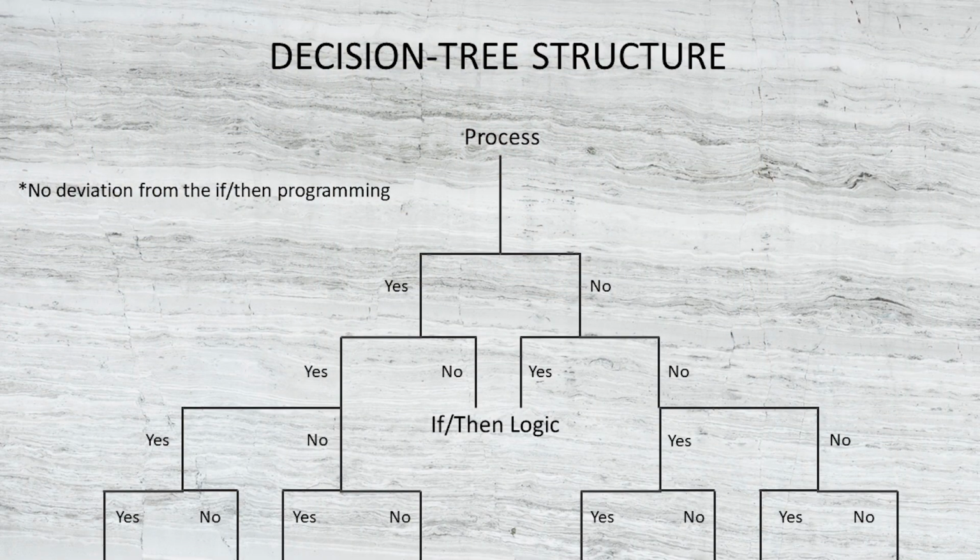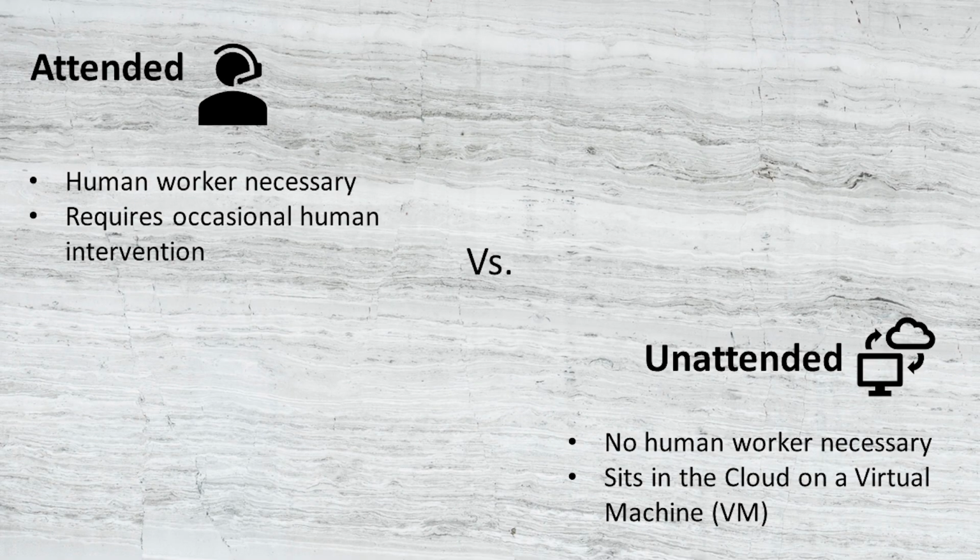It performs these repeatable tasks using simply yes or no logic and a decision tree structure that tells the bot what to do next when faced with specific conditions. RPA can either be attended or unattended. Attended bots require human input at some point in the process and are typically run on employee desktops. Unattended bots are completely automated, programmed to run on a schedule, and are usually hosted in the cloud in a virtual machine, or VM. But what RPA can't do is interpret data and react to it in real time.